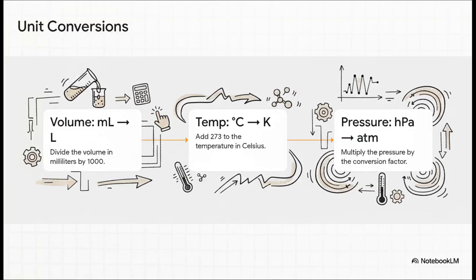And it's a pretty clear 3-step process. First up, we're taking volume from milliliters to liters. That's just dividing by 1,000. Simple enough. Second, temperature goes from Celsius to Kelvin, and all you do there is add 273. And finally, we'll convert that pressure from hectopascals to atmospheres. Once we do that, we have our standard, ready-to-use units.